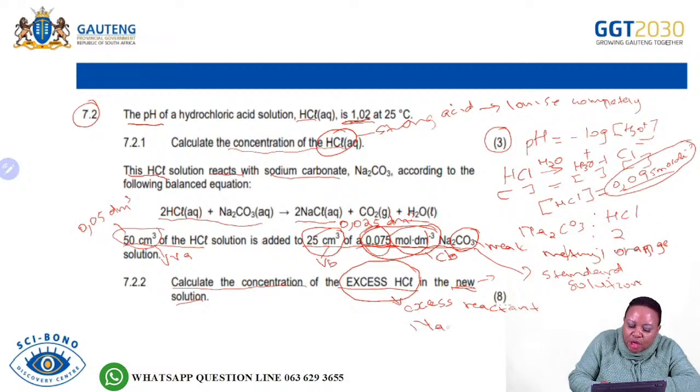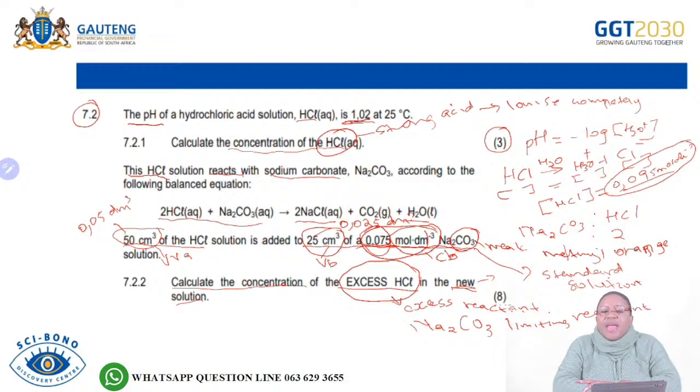Therefore, our Na2CO3 is going to be our limiting reactant. What is the information that we are going to use when we know the limiting reactant? It means the limiting reactant is the one that is going to be used up first and is the one that is going to determine our product. Therefore, when we use the mole ratio, we will always refer to our limiting reactant because that one we are definitely sure that nothing will remain inside the container unreacted.